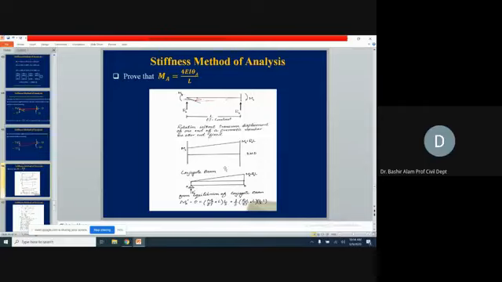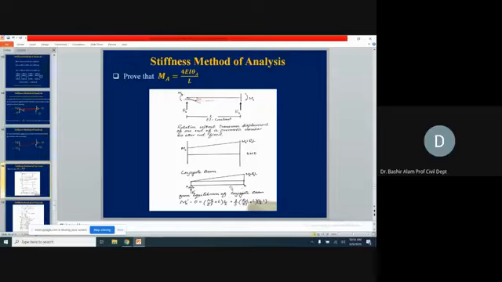In conjugate beam, what we do, the real structure we convert into the conjugate beam. How is that done? Fixed support is converted into free end. Here we have a free end, and hinge support remains a hinge support. So again, we have the hinge support. If you see here, this is member AB, and here only we have a hinge support. Here at B we have a free end. So this is the corresponding conjugate beam now.